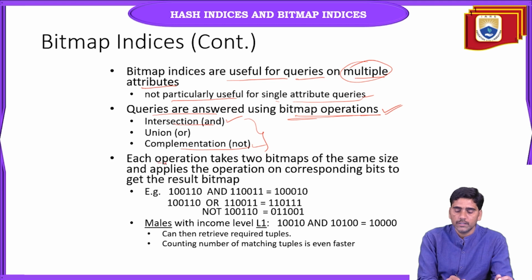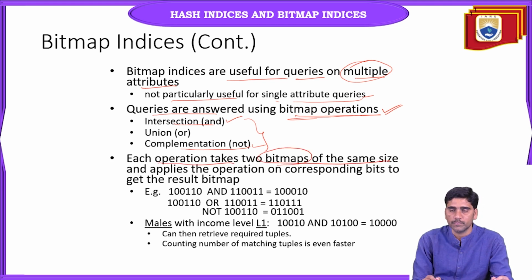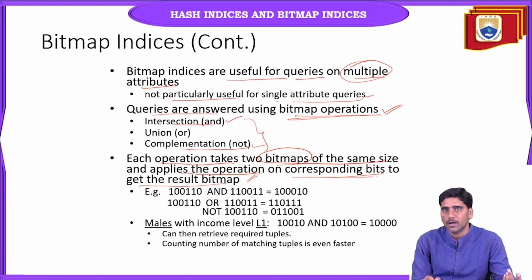Here, each operation takes two bitmaps of the same size and applies the operation on the corresponding bits to get the result bitmap.